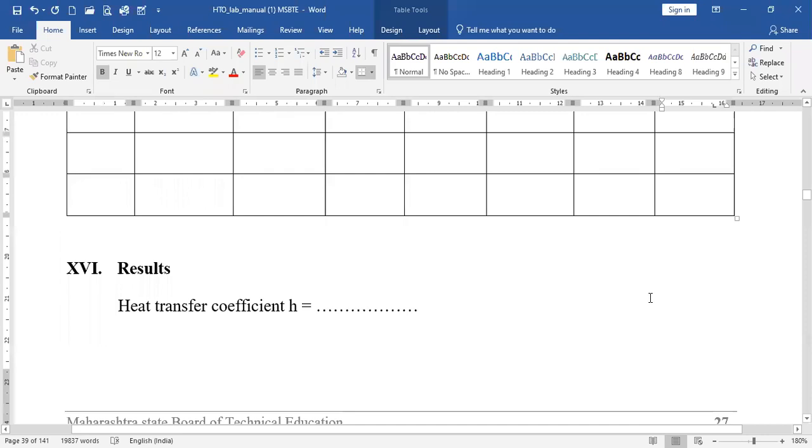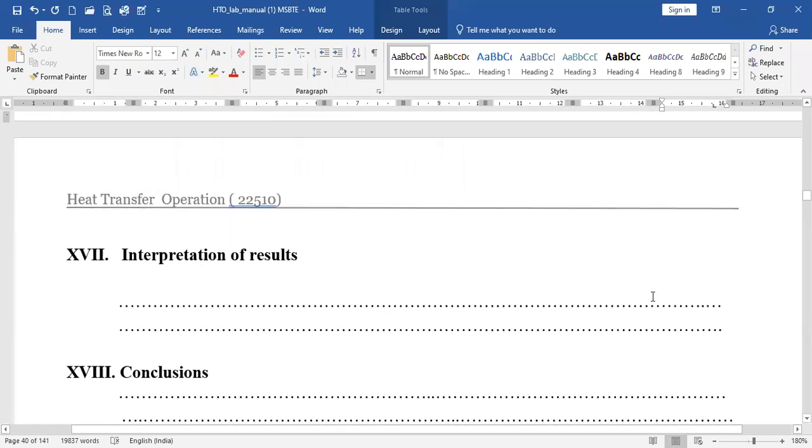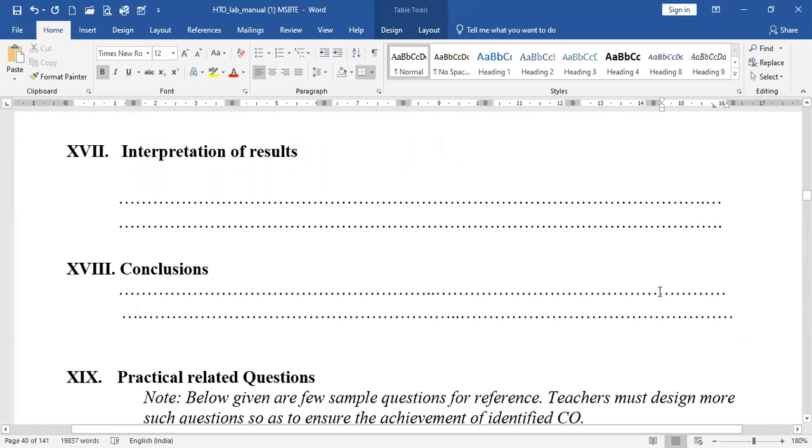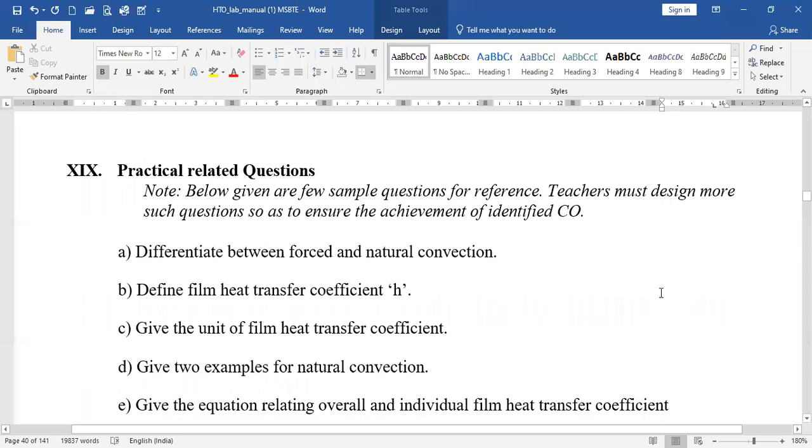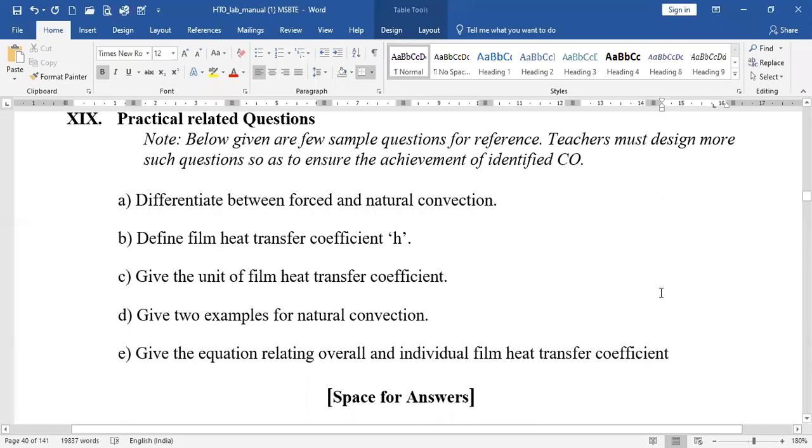So you can write this in this result, that is heat transfer coefficient value in terms of watt per meter square Kelvin. Then if the heat transfer coefficient value is very less or not as per our expectations, then you can interpret the result and you can conclude the experiment, right? So on the basis of this experiment, on the basis of this result and calculations and theoretical concepts, you can solve some of the questions so that teacher can understand that you have understood the concept, you have understood the practical procedure, practical setup, and the calculations part and the result and conclusion parts too.